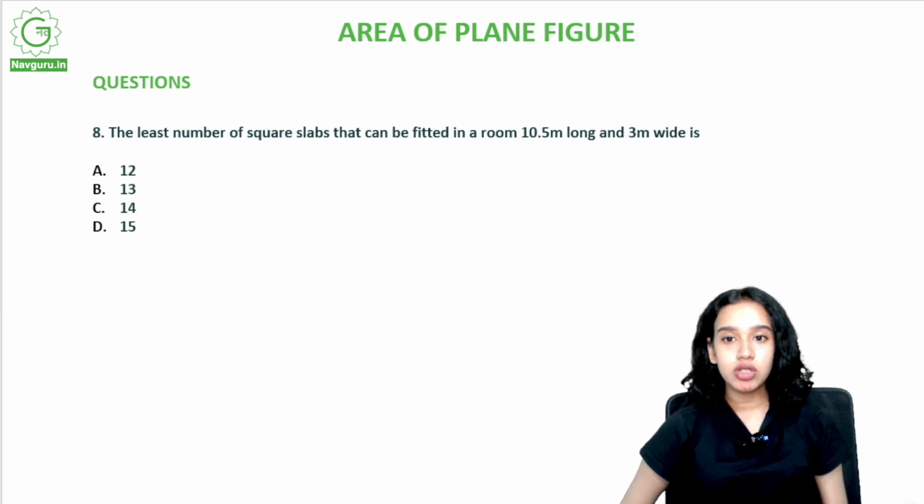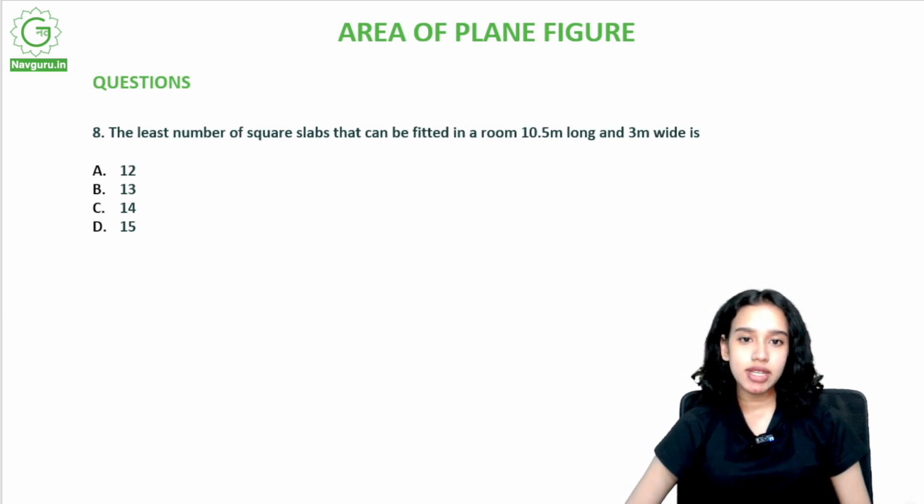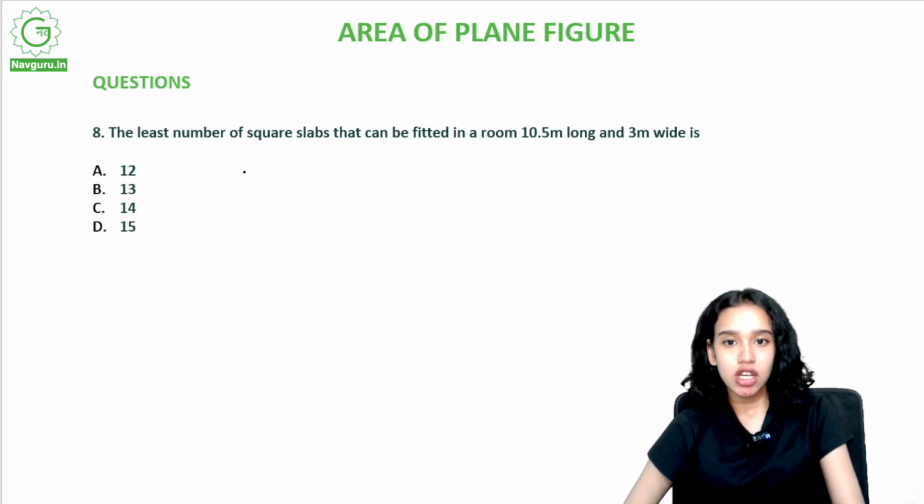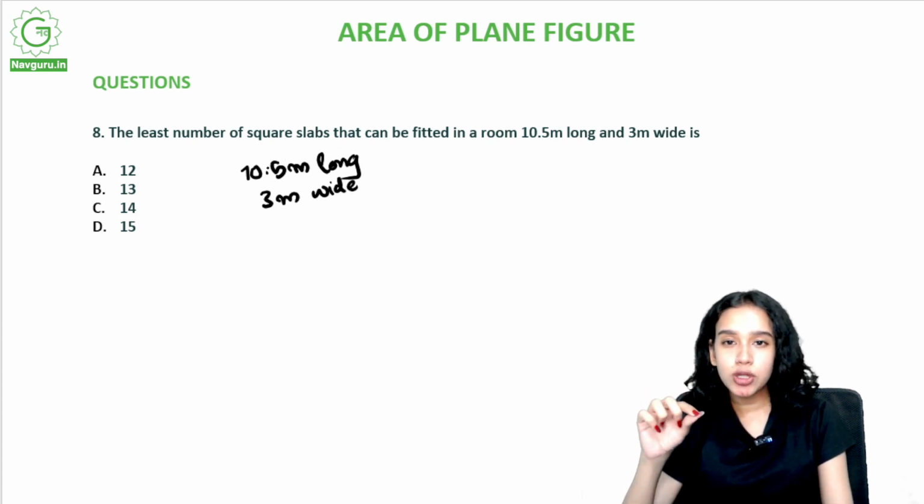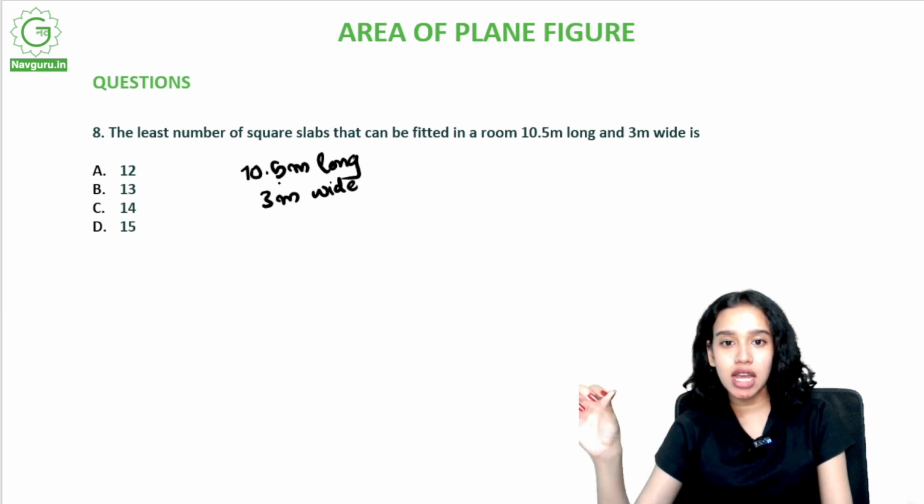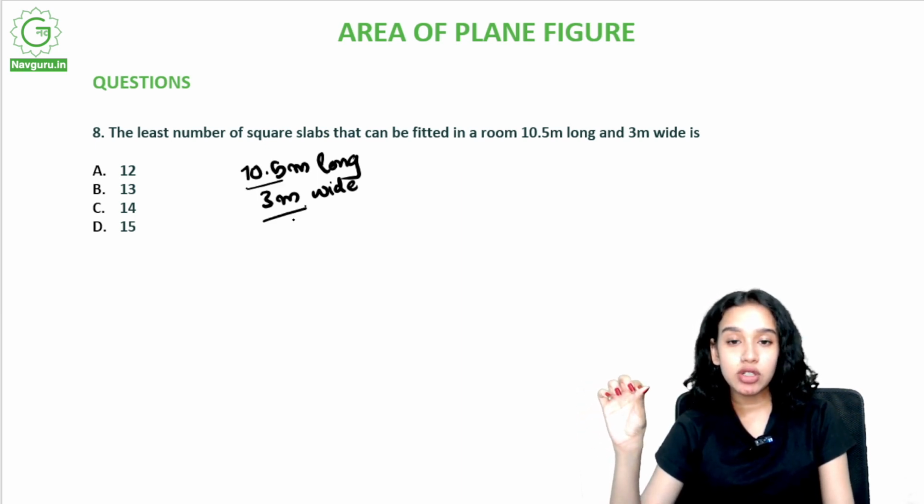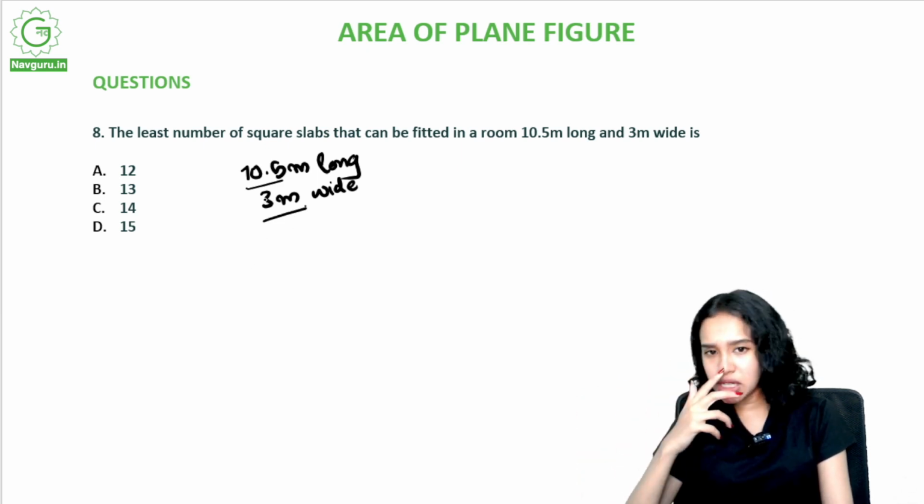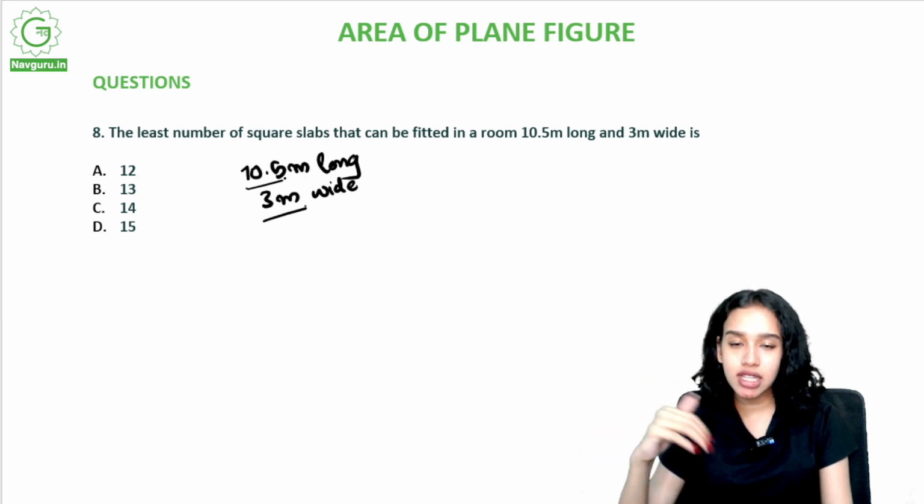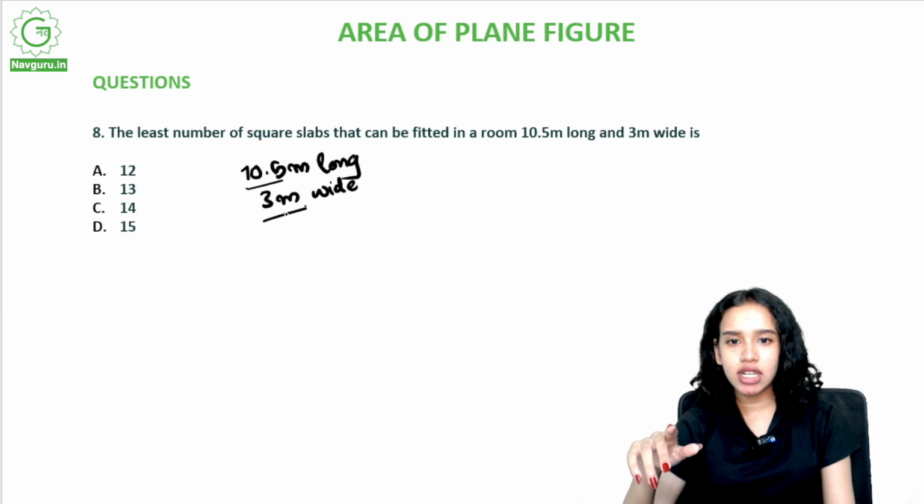Now let's move on to the next question. The least number of square slabs that can be fitted in a room 10.5 meter long and 3 meter wide is. So we have a room which is 10.5 meter long and 3 meter wide. First we have to see what should be the side of each square slab. For that we should find the highest common factor of these two numbers. For better convenience, we could convert this into centimeters and then calculate it, or otherwise we could calculate it in this way.